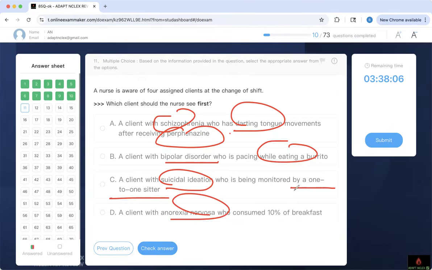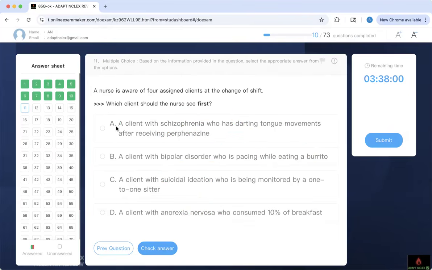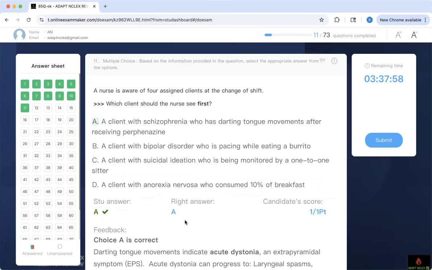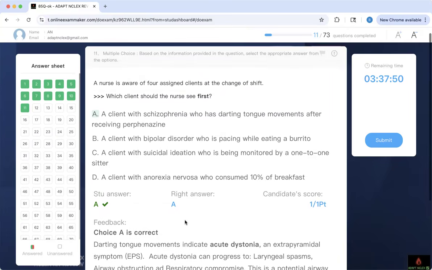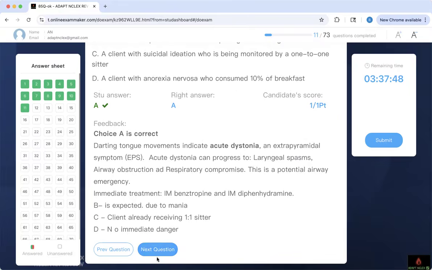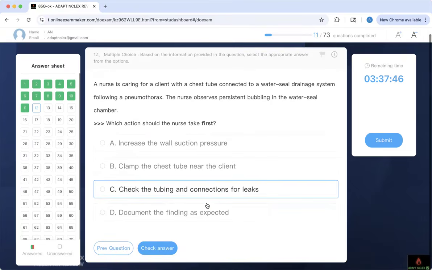Anorexia, not eating his food. Yeah, that's fine, more nutrition. But this patient is having symptoms. That tongue movement, you can have airway problems, acute dystonia, or an element of tardive dyskinesia. They will need benztropine or an anticholinergic to manage it. But these should be comfortable for you to answer. This is the key. EPS symptoms.